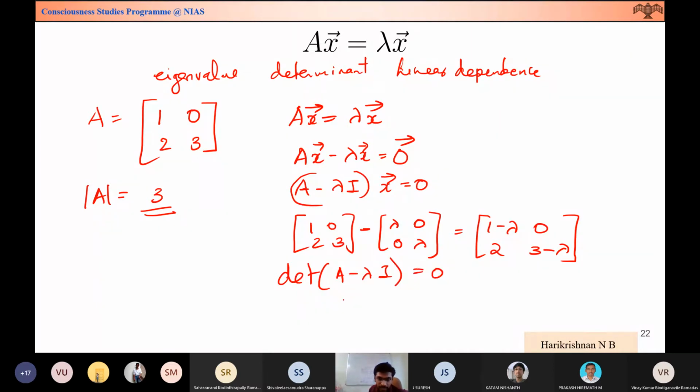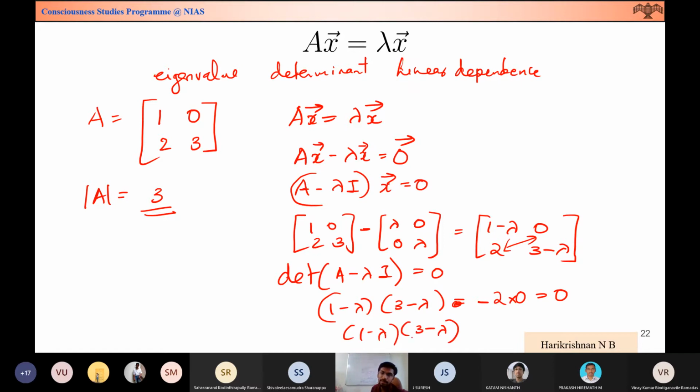When I do that, what I get is 1 minus lambda times 3 minus lambda minus 2 times 0, which is anyway 0. So I get 1 minus lambda times 3 minus lambda equal to 0. So lambda can take the values 1 and 3. So 1 and 3 are the eigenvalues in this particular case.